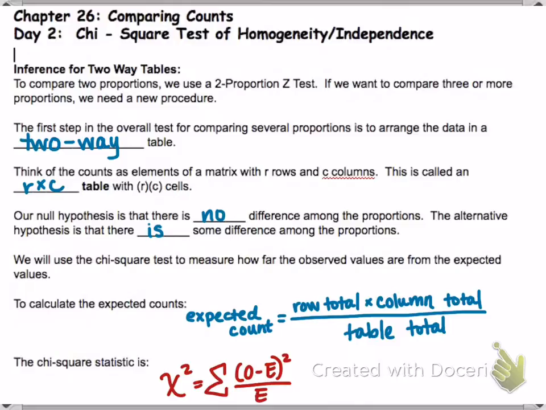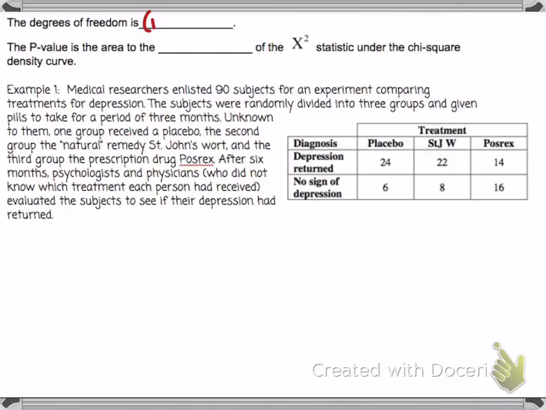But the test statistic is calculated the same way, where we take the sum of the observed minus expected squared divided by the expected in each cell of the table. And then we just add all those up. That's what that summation symbol tells us to do. Okay? So there's a lot of information for you. We're going to add just a smidge more, and then we're going to do an example.